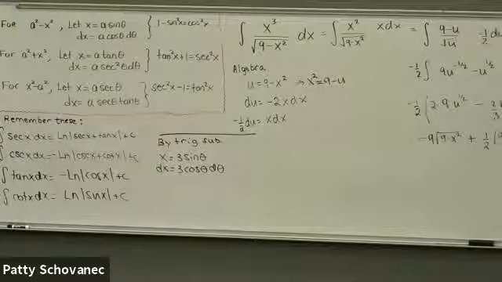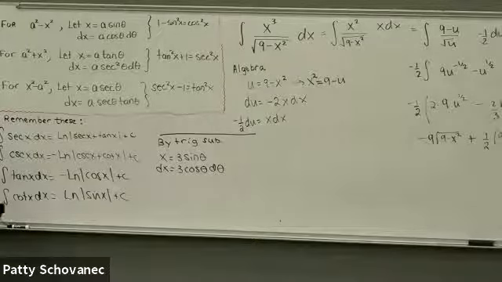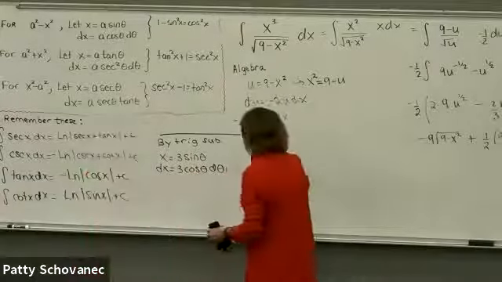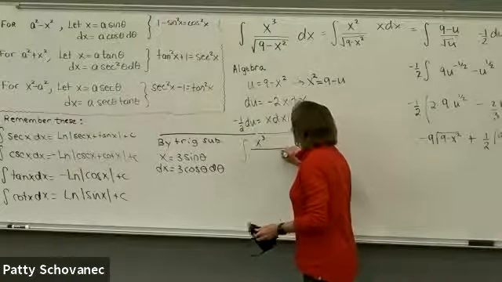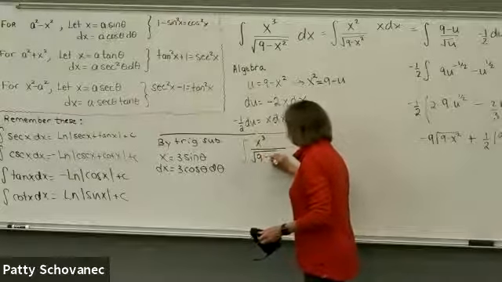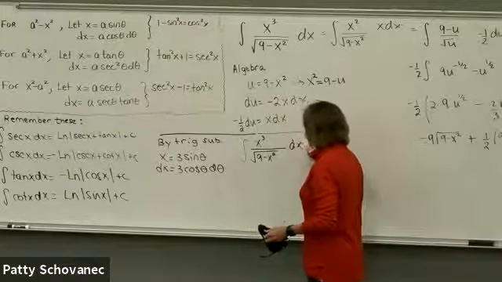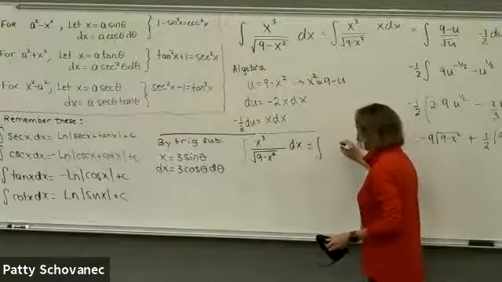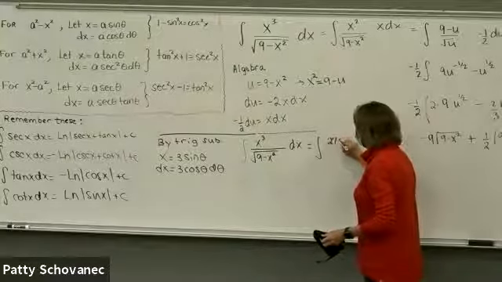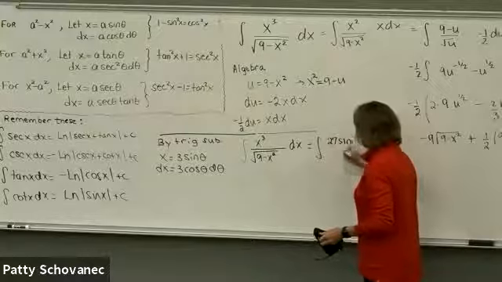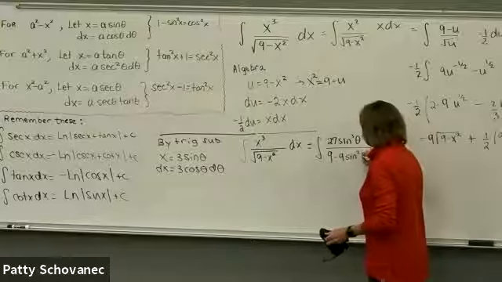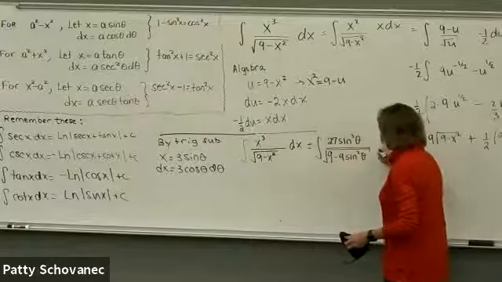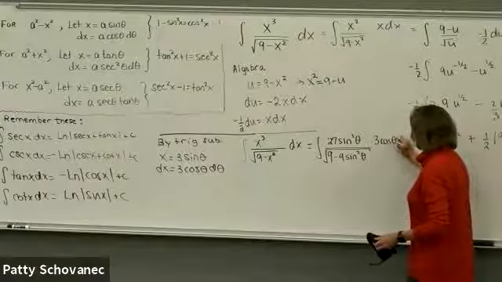So x cubed is going to be 3 sine of theta all cubed. So 3 cubed is 27 sine cubed of theta. Down here I have the square root of 9 minus 9 sine squared of theta under the radical sign. And the dx is 3 cosine theta d theta.